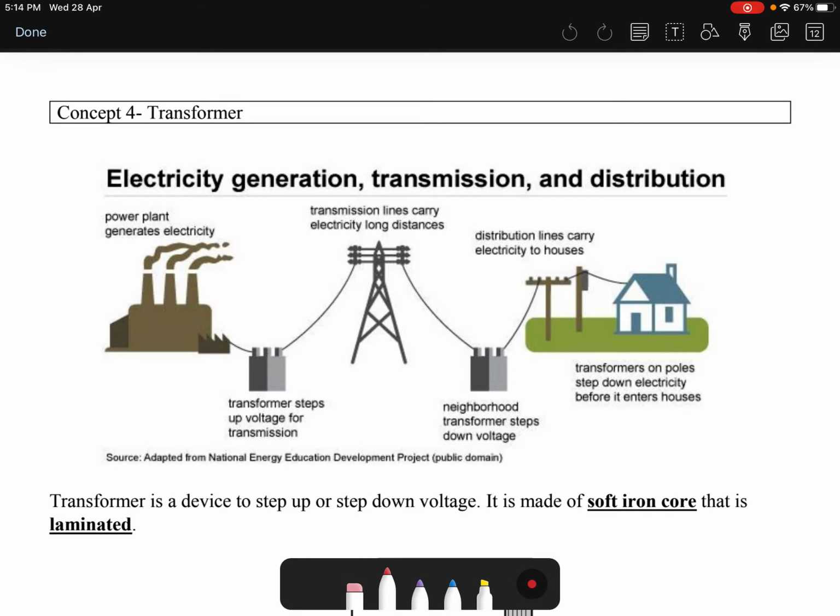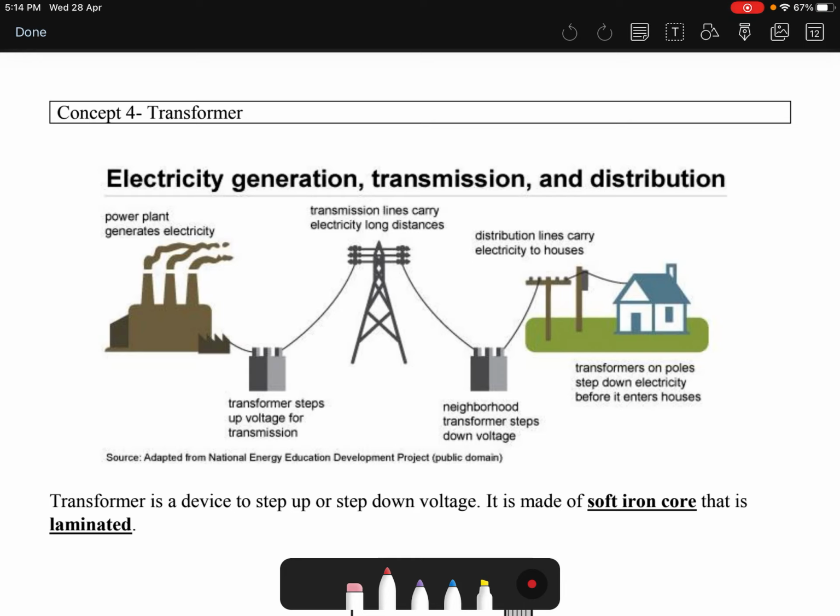Alright, so the last concept of the day is that I want to talk about the transformer. Okay, so we know that we use electricity in our house. But how is electricity being transmitted from the power plant to our house? Actually, there's quite a process.